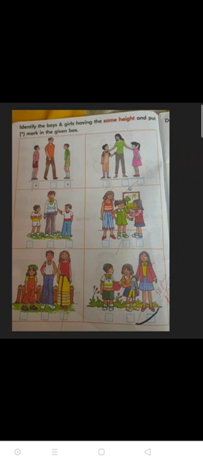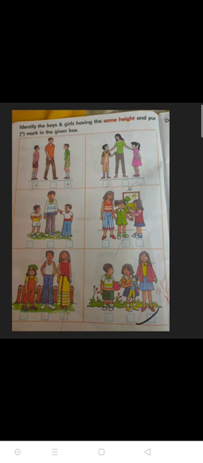Look at here children. The first girl is tall, the second girl is short, and the third girl is short. Now who are having the same height? Second girl and third girl are having same height. So you can put star to the second and third boxes. Yes children.